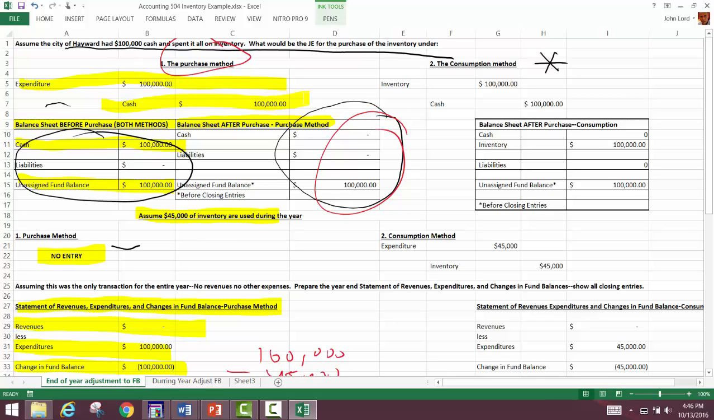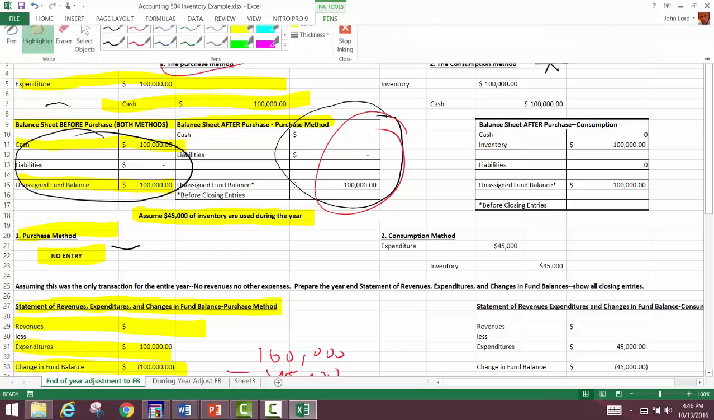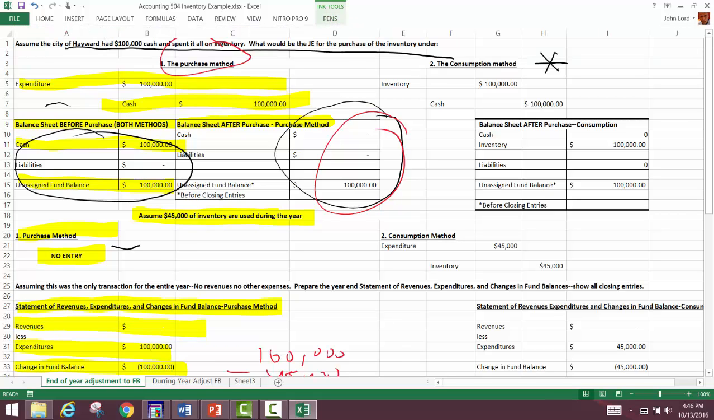Now, as we begin to spend the inventory, use it up under the purchase method, in this example, I'm assuming that we use $45,000 of inventory during the year, we make no entry under the purchase method. We make absolutely no entry as we use the items up. Even though we've used them, we make what? No entry here. Okay?